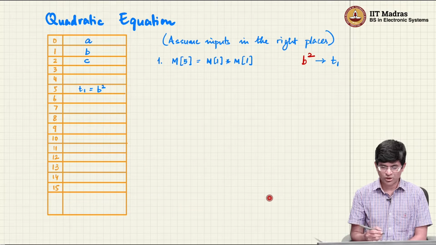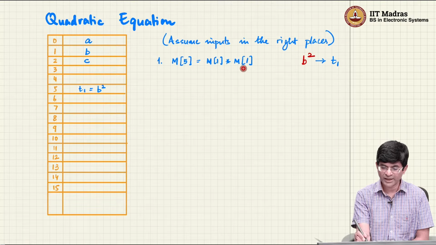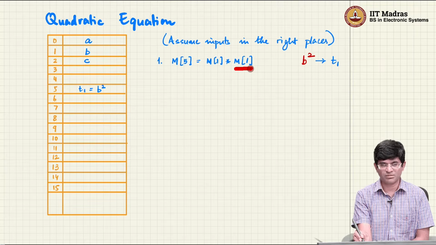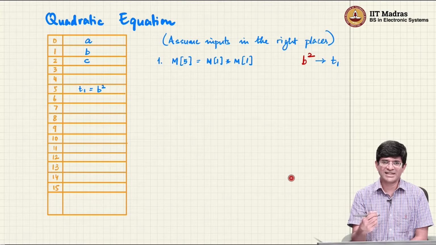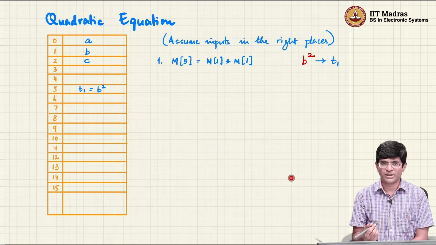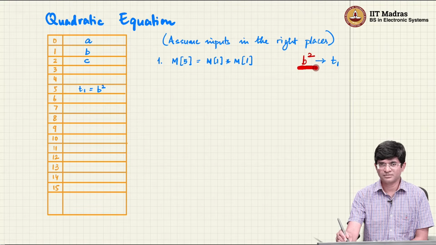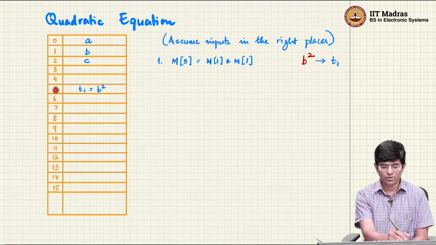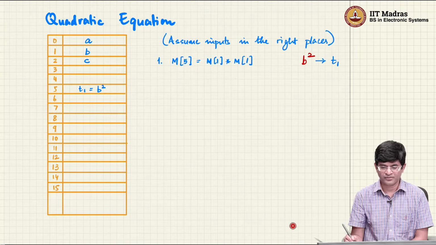So what's the first step that I want to perform? I'm going to write it this way: m of 5, which is basically this location out here, equals m of 1 into m of 1. It's a multiplication and both the inputs correspond to the same value. Is this possible? Yes, we can construct a piece of hardware which selects the same value from memory twice, feeds it to both the inputs of a multiplier, and the result would be b squared. And what do I need to do? I need to put this value back into a memory location m5. So T1 goes in here.